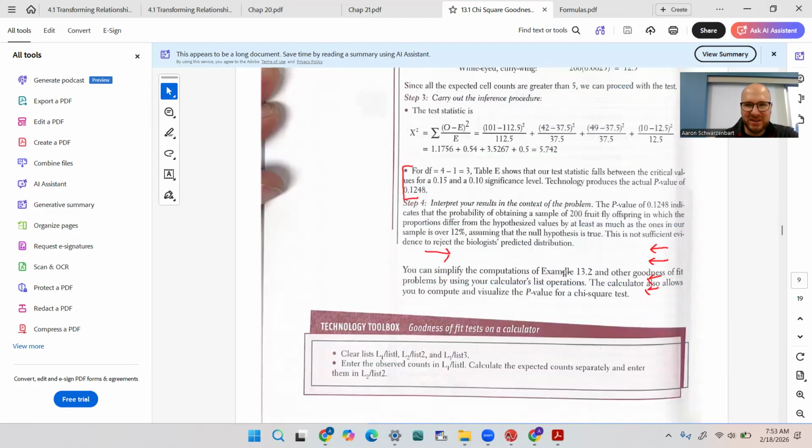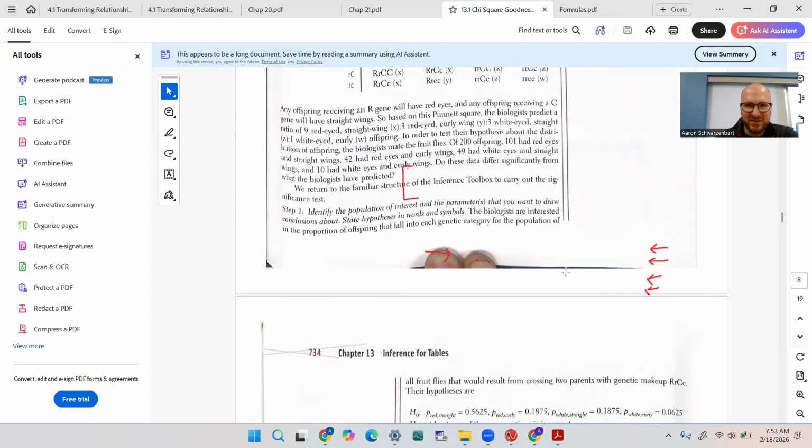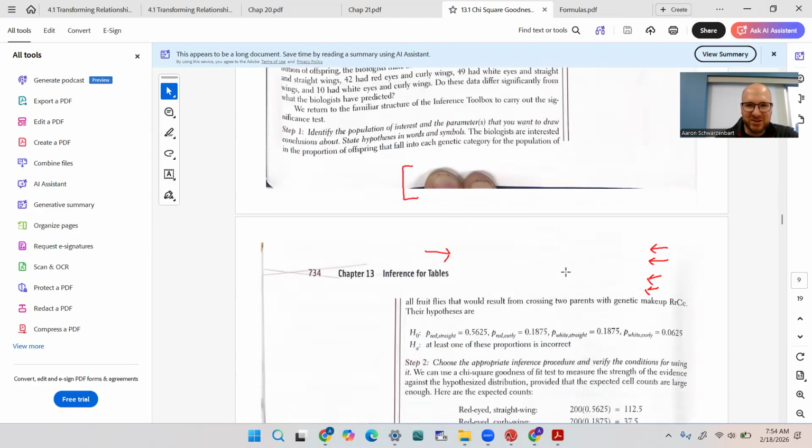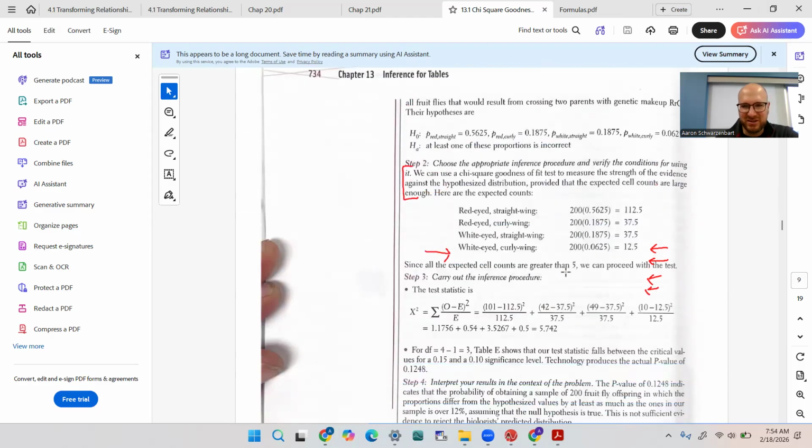And where is my data? Do they give the data? They don't show the data anywhere but the calculation. So I'm going to show you how to do this on the calculator. So these are important. Those are my values.